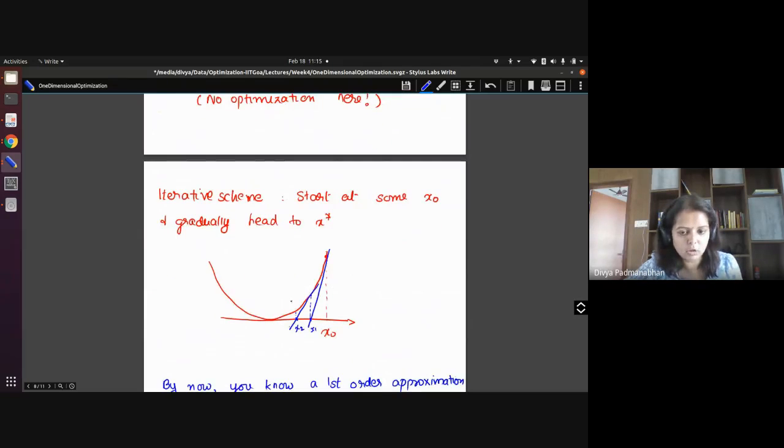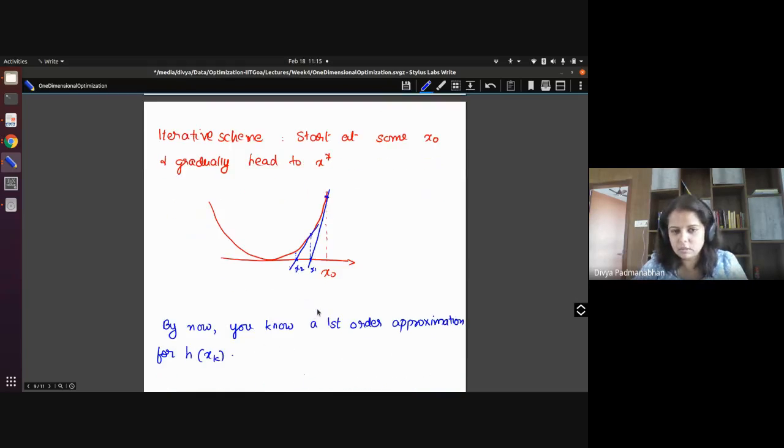So you have a function like this. You start at some point x naught, and you take a first order approximation here. The blue one that I have here is the first order approximation at x naught, and you see where that touches 0. You call that x1. Now at this point you construct another first order approximation, that would be something like this, x2. You see where that touches 0, and you keep doing this.